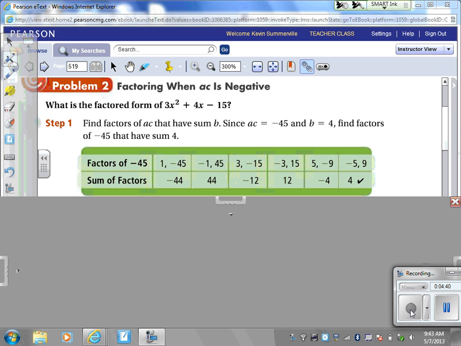Let's take a look at problem number 2, factoring this equation. So you have the equation and you have this chart. I need you to explain to me how they came up with these numbers on top and why they picked negative 5, 9 to be your factored forms.